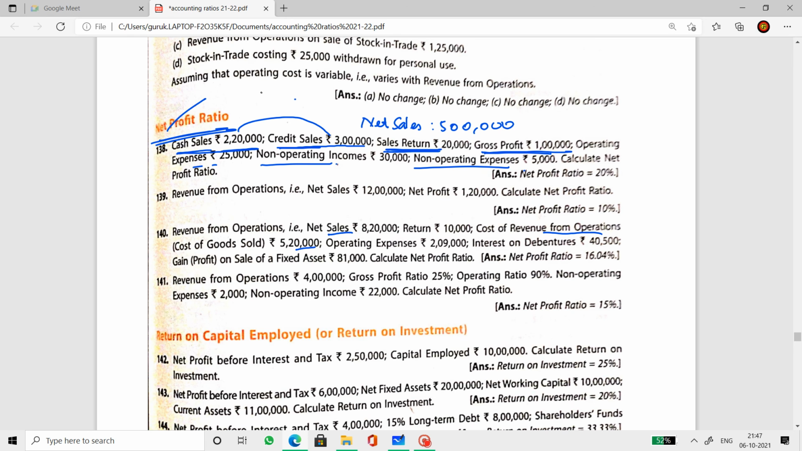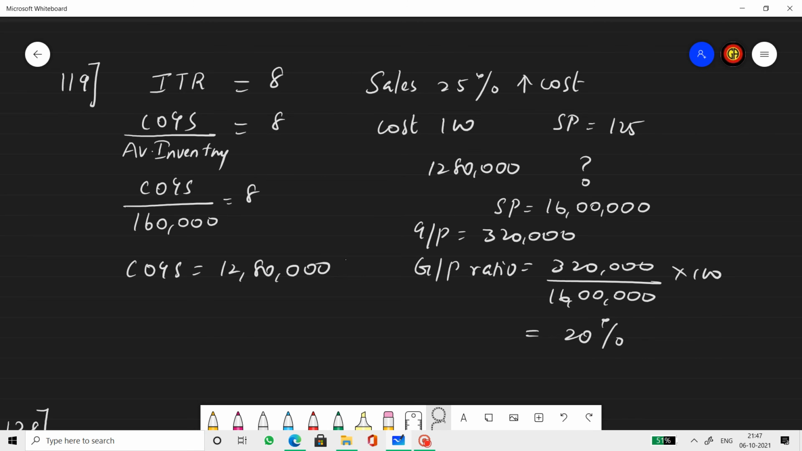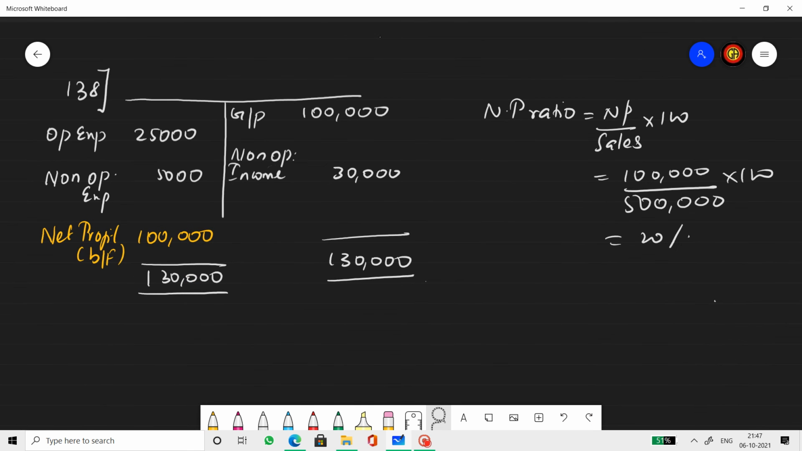Gross profit is given in the question as 1 lakh. Operating expenses is 25,000. Non-operating income is 30,000. Non-operating expenses is 5,000. In the beginning itself, I told you how the profit and loss account will look with all these expenditures. So here, I've done that now. Gross profit 1 lakh given. Operating expenses 25,000 given. Non-operating expenses 5,000 given. Non-operating income 30,000 given. So the balancing figure will be net profit, which is 1 lakh. So net profit ratio is net profit by sales into 100, which is 20%.